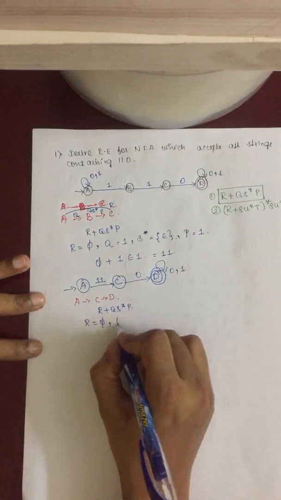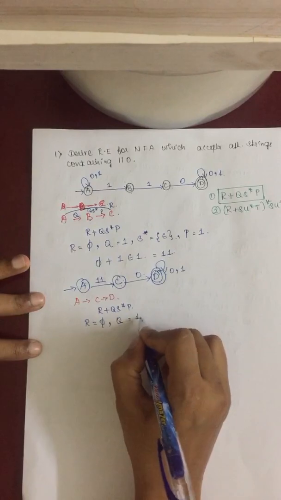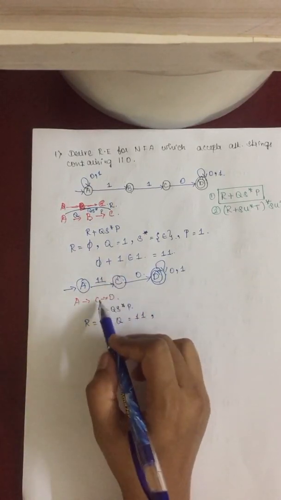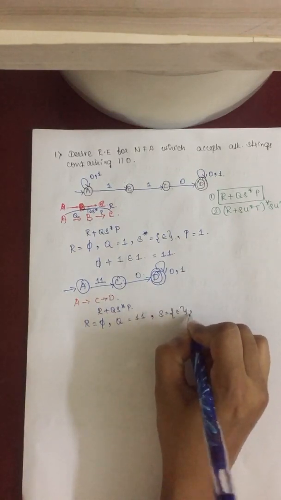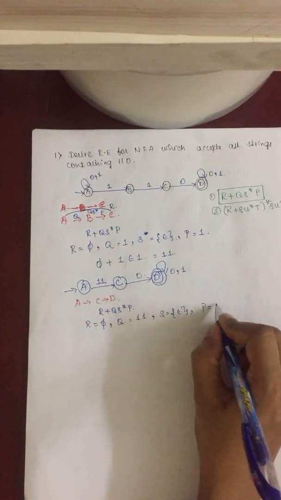Then again the Q value is going to be the incoming transition to the state which we are going to eliminate. So here the Q value is 1 1, and S is, there is no self loop in the state which we are going to eliminate. So S is going to be epsilon. Then again P is the outgoing transition from the state which we are going to eliminate, that is 0.